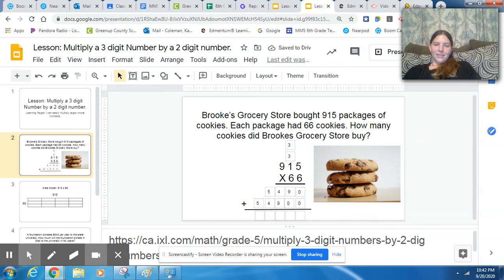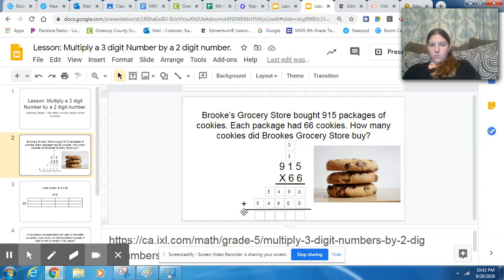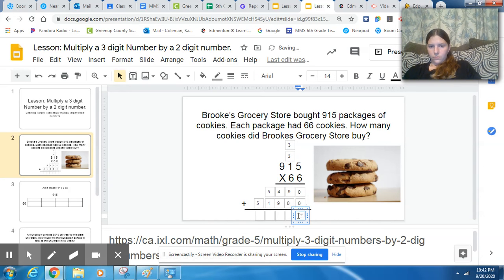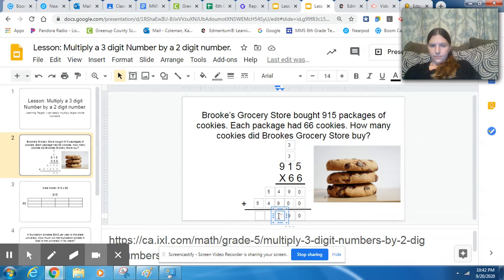Okay. And since I have 2 rows, I've multiplied by my ones and I've multiplied by my tens place. I have to add those two multiplication problems together. So, adding these two together, we have 0 plus 0, which is 0. 9 plus 0, which is 9. 9 plus 4, which is 13. 3. I'm going to carry my 1.